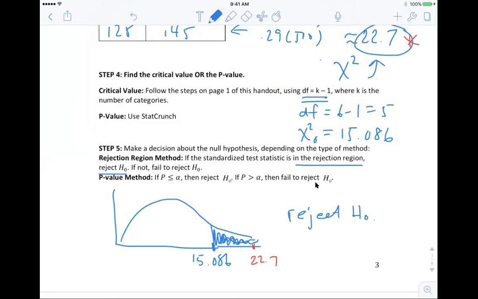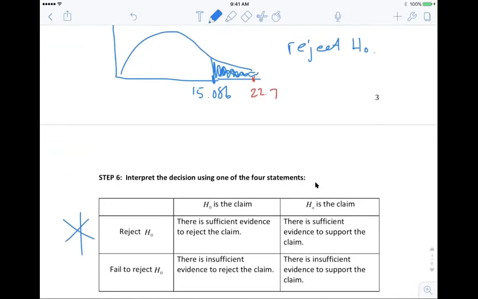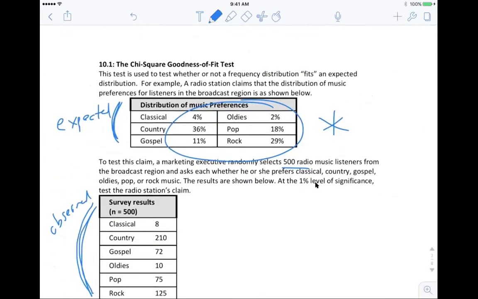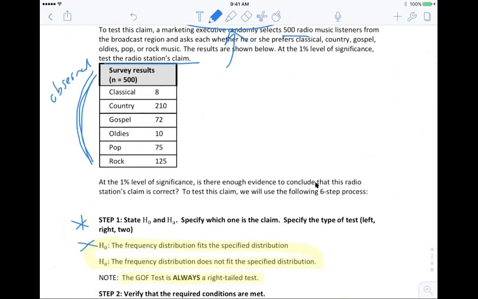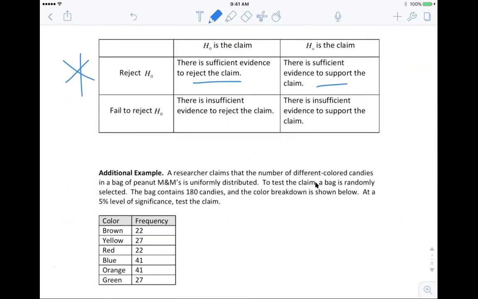And now for step 6, it's the same as what we've seen, right? There's that same table from chapter 7. So which of those 4 is it? Well, we rejected H sub 0, so it's one of those. Which one was the claim? The claim was H sub 0, the radio station's claim. It said, test the radio station's claim, which was this distribution, which is the H sub 0. The frequency distribution fits that specified distribution. So H sub 0 was the claim, and we rejected H sub 0. There is sufficient evidence to reject the claim is our final answer on this one.